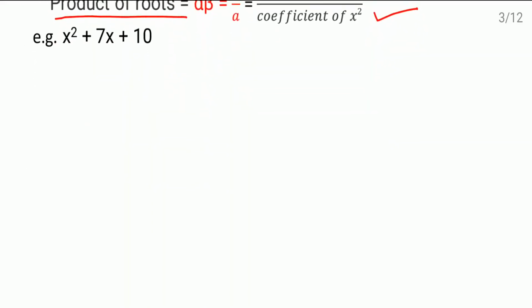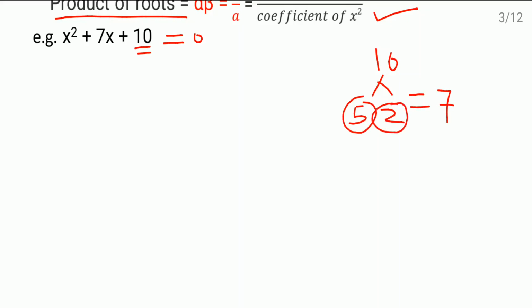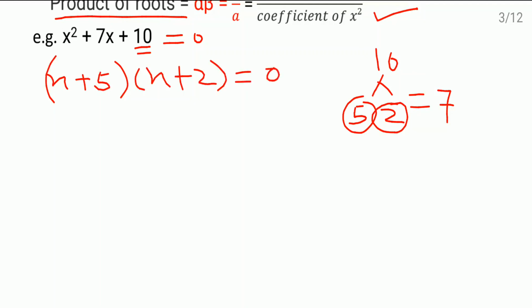Now here we have the polynomial. I will equate this polynomial with 0 now. Why? Because we want to get the zeros of this polynomial. As it is a quadratic polynomial, I want two numbers whose product is 10 and sum is 7. So, 5 and 2. Looking at these two numbers, directly I can write down the factors: x plus 5 here and x plus 2 here. These are the two factors of the given polynomial.